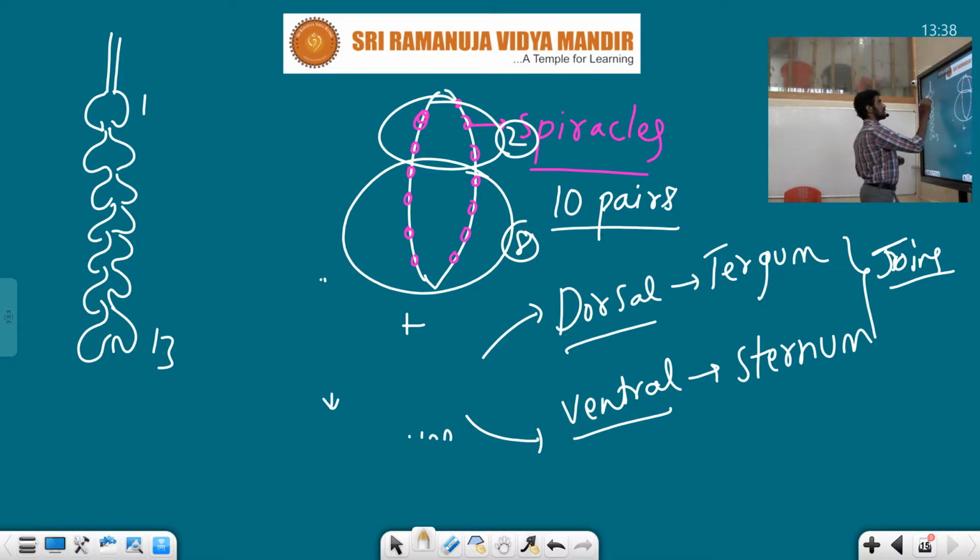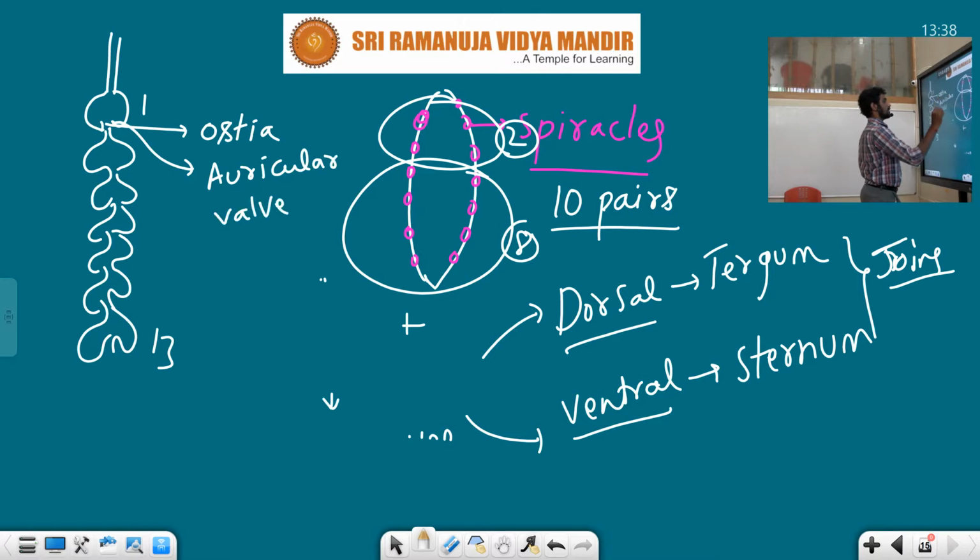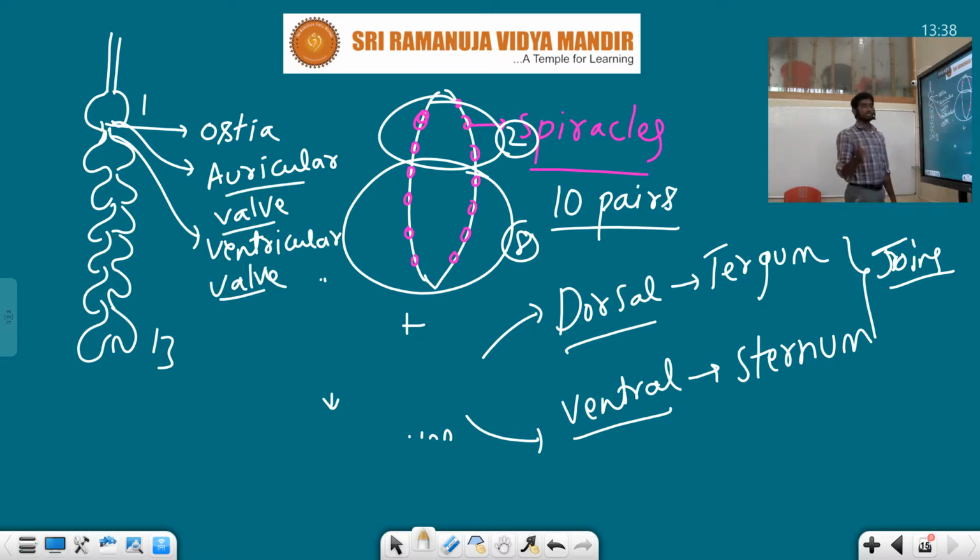Now this space is what is called the ostia, right? And the inside of the wall is called the auricular wall, and the outside of this part is called the ventricular wall. These walls are responsible for preventing the backflow of blood. So the blood always passes in this direction only, right, student? So the heart has 13 chambers.